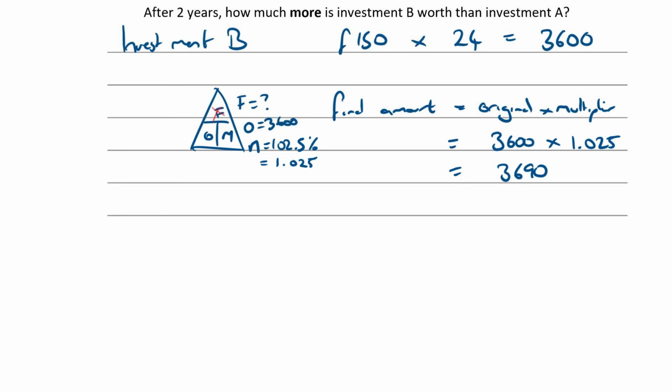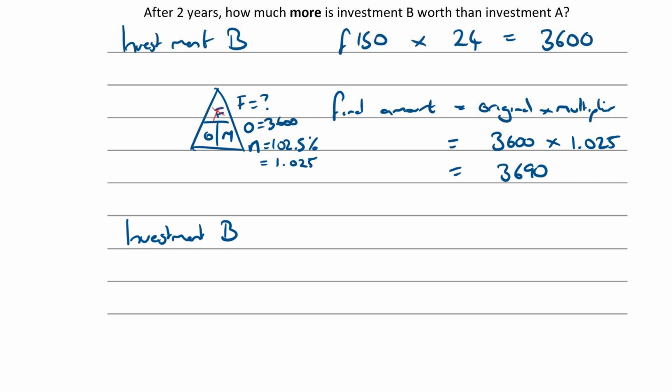Sorry, that was investment A up there, wasn't it? I'm doing investment B now. I'll get it the right way around. So that was investment A, and now I'm doing investment B. So investment B is invest £3,500 compound interest at 3% per year.